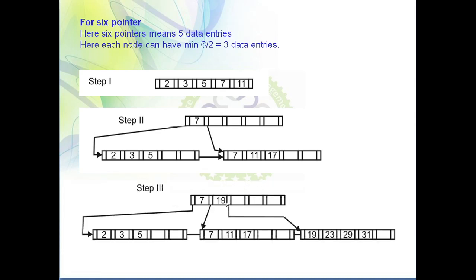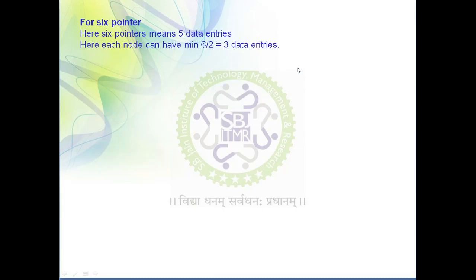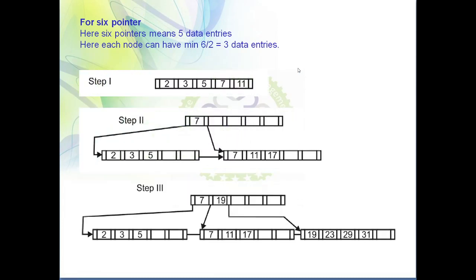Here you can see 19 is shifted over here. So you are going to create one more child, 2, 3, 5, 7, 11, 17, then 19, 23, 29, 31. That's it. So we have inserted all the values up to 31. So for n equals 6, your B plus tree is constructed in only 3 steps, whereas for n equals 4, it requires about 8 steps to construct the B plus tree.